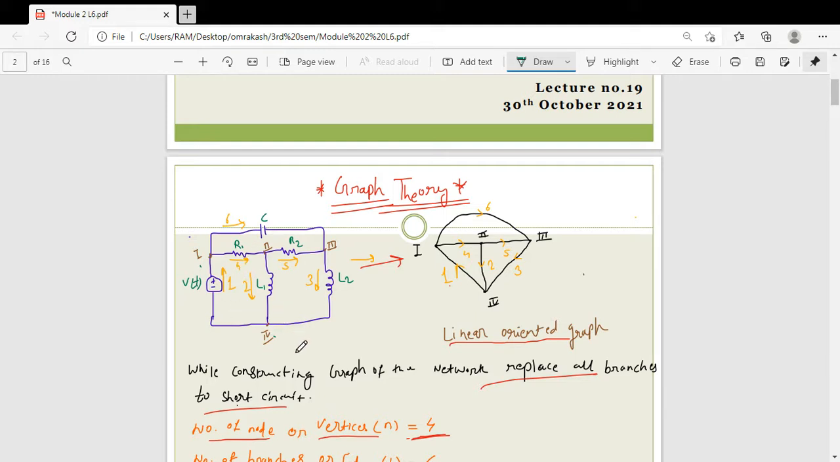If the direction is given in your circuit, then it is a directed graph. If not, then it is an undirected graph. Now see here, the direction is given to you. So specify this direction in your graph representation. Now see, this is called a linear oriented graph. And for this graph you have to show all the element directions. Now, see, while constructing this graph, the network elements are replaced by short circuits, right?